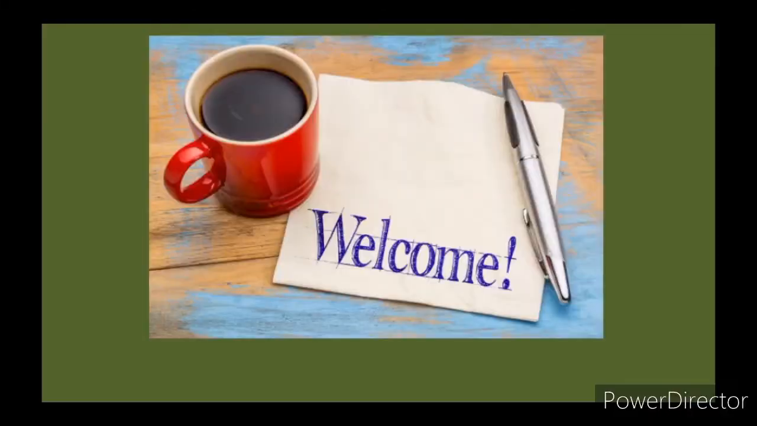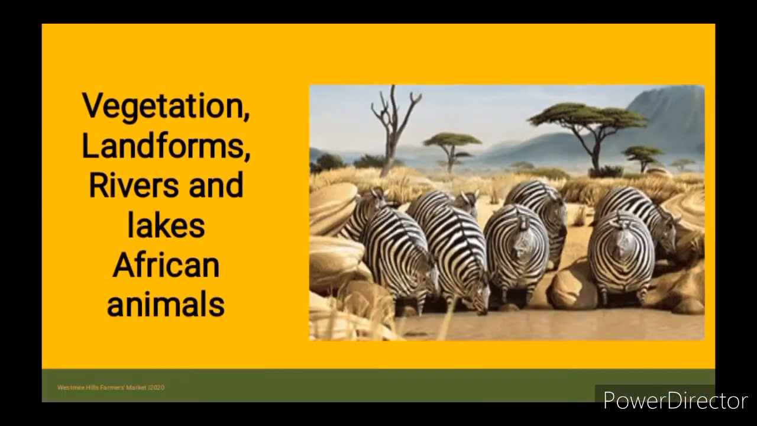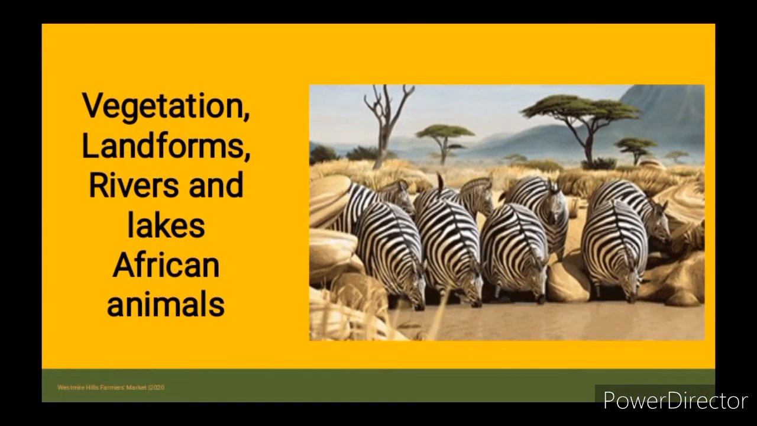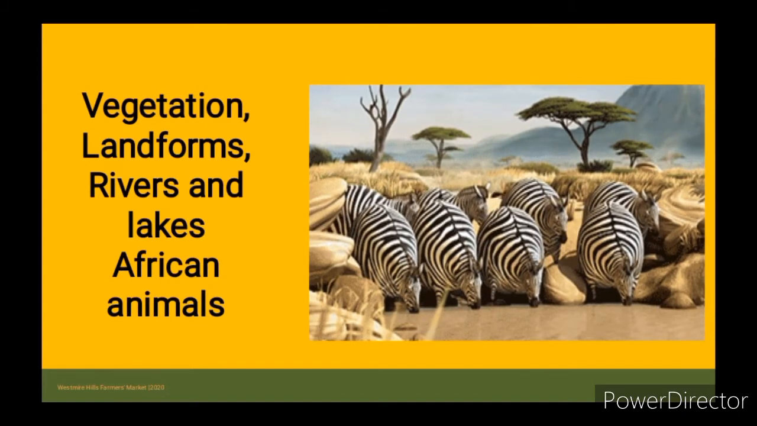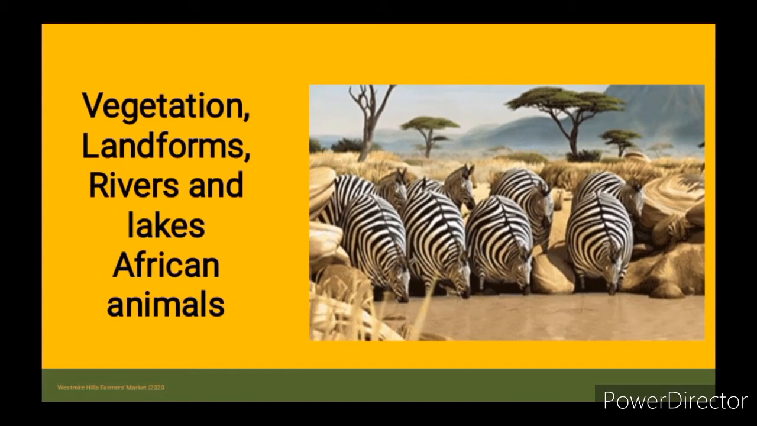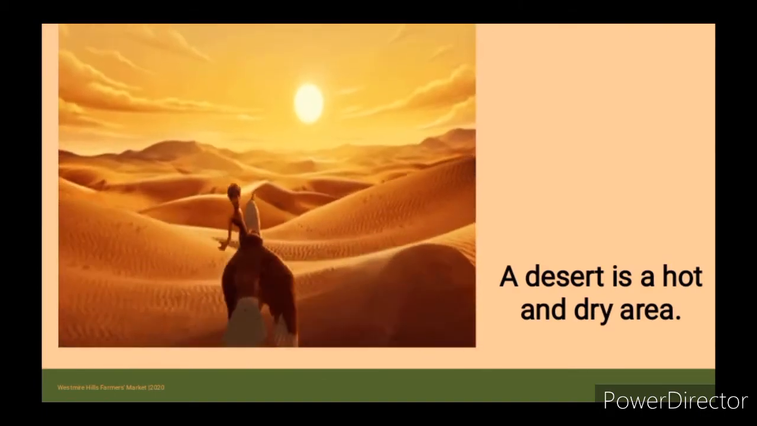Hello super amazing scholars, you're welcome to another interesting lesson. Our topic in this video is Africa's climate, vegetation and landforms. So now let's quickly look at the things that we are going to learn about. We're going to learn about the vegetation, landforms, rivers and lakes in Africa, as well as African animal life. Okay, so let's get started. First of all, we'll start with the vegetation of Africa.